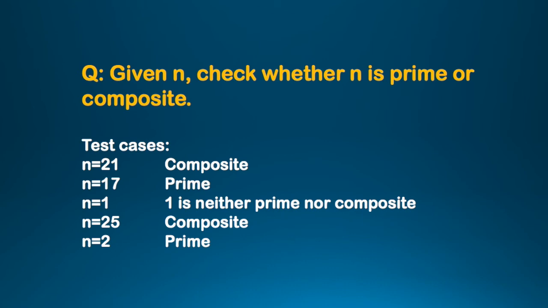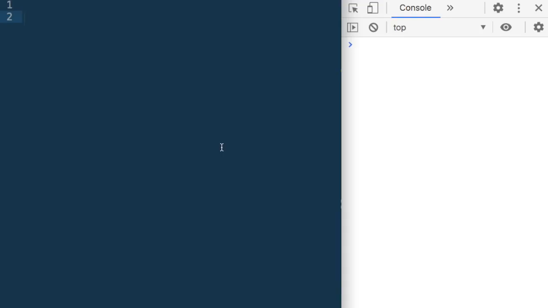A prime number is a number that is not divisible by any number except 1 and itself. 17 is a prime number. 1 is neither prime nor composite, so we need to print that in the case of 1. 25 is divisible by 5, so it's composite. 2 is a prime number. So let us see how we code this prime problem.